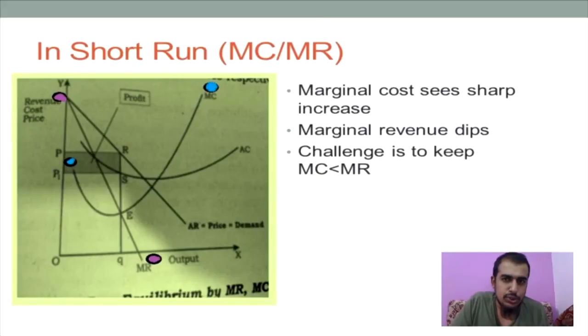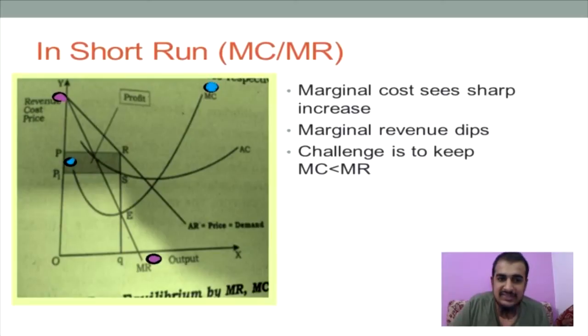Marginal revenue approach and marginal cost approach is very similar to the previous one. What is actually different here is rather than total cost and total revenue, we look at what happens to a business when it tries to sell one additional unit. Okay, now here you can see on that graph that marginal cost is represented on a blue dot, and marginal revenue is represented in a purple dot.